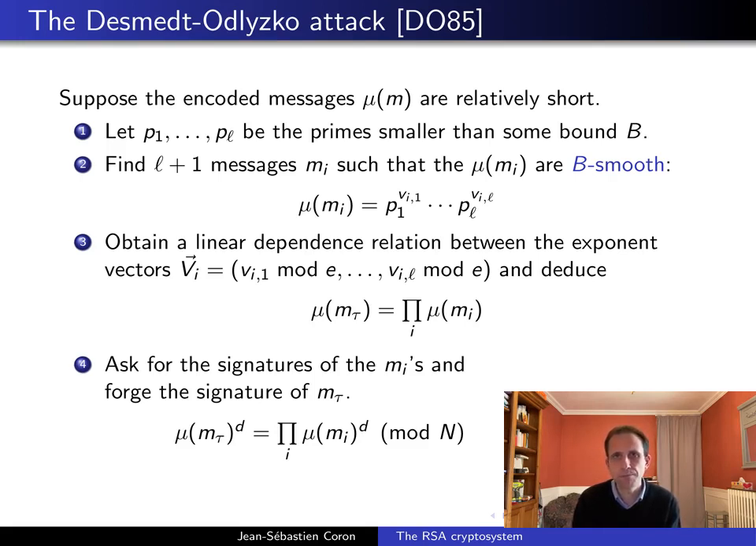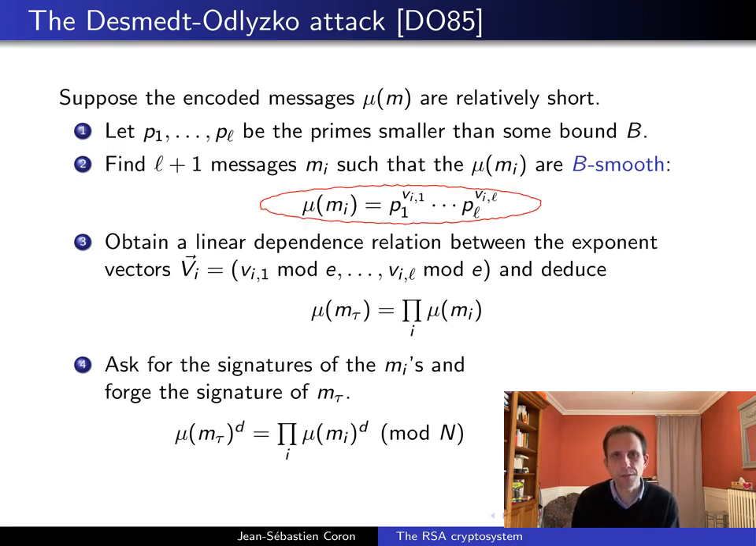We fix some bound big B, and we consider all the primes smaller than this bound B. So we have L primes, P1 to PL, which are the primes smaller than B. And then our goal is to generate messages mi such that the encoding of mi is B smooth. So this means that all the prime factors of mu of mi are smaller than this bound B, so mu of mi can be factored into the product of primes P1 to PL with the exponents vi1 to viL.